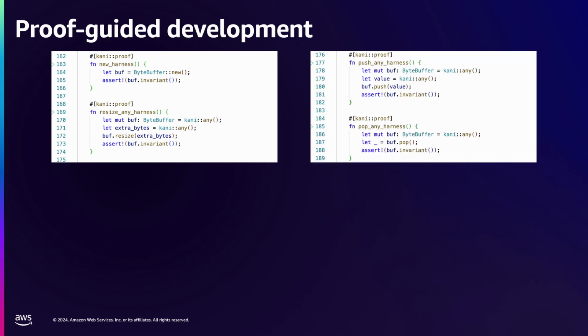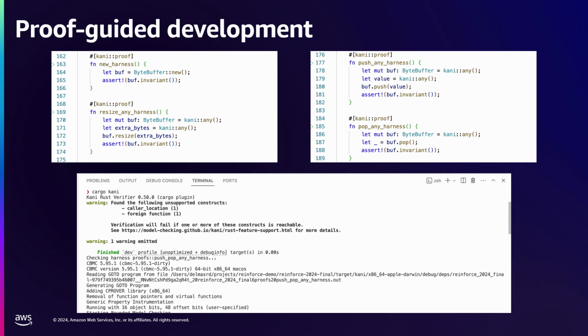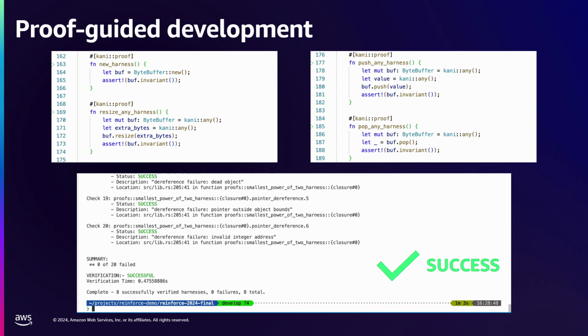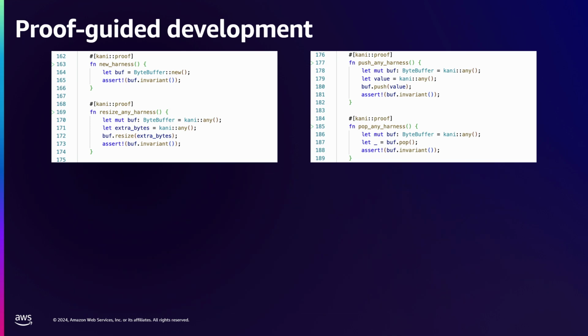Same for push and pop methods. So you start by writing these very simple proof harnesses, and then you invoke the tool, and what you hope for is that the tool tells you, oh, success. You implement the methods in the meantime, and then you run the tool, and you're hoping that everything's going to be proved in a matter of seconds. What it actually looks like in practice is more like that.